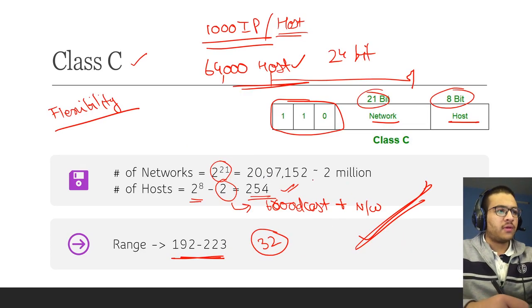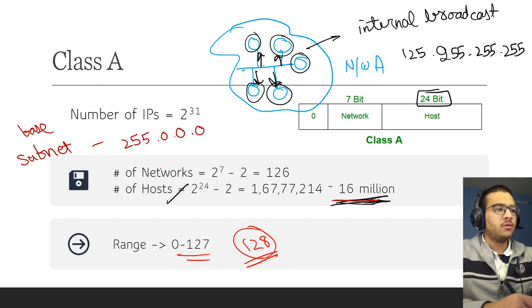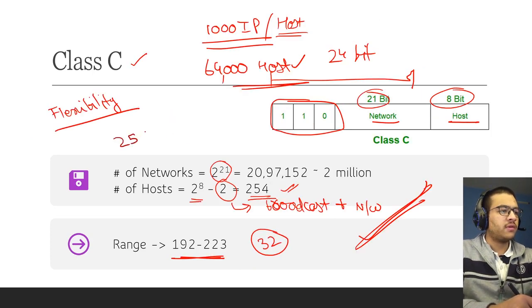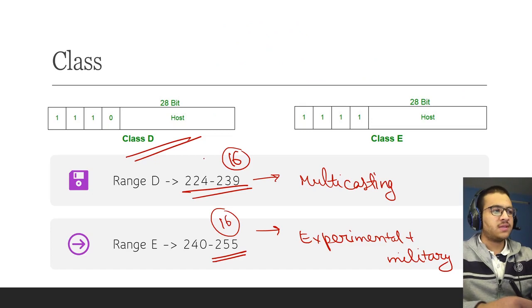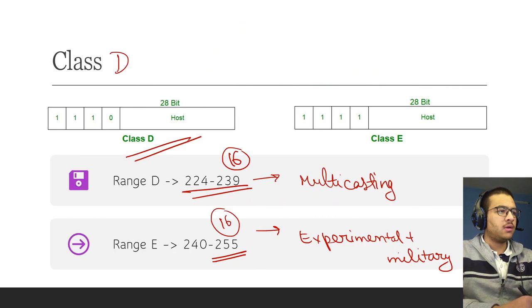One more thing, all of these contain a subnet mask. The base subnet mask for class A is 255.0.0.0, for class B it is 255.255.0.0, and for class C it is 255.255.255.0. So that was the basics of class A, B, C, D, and E.